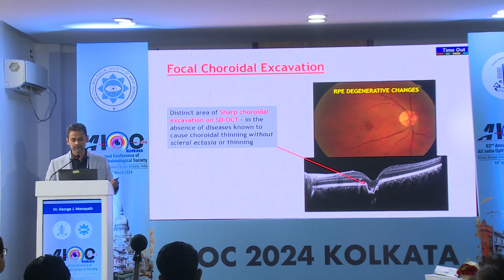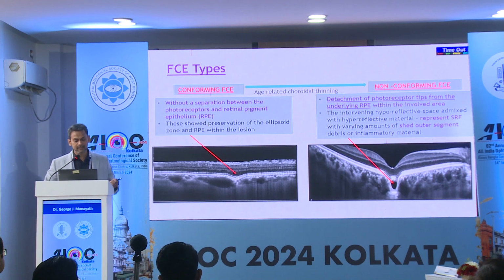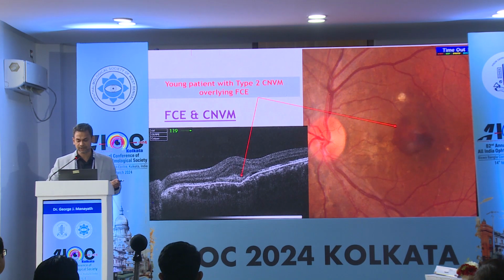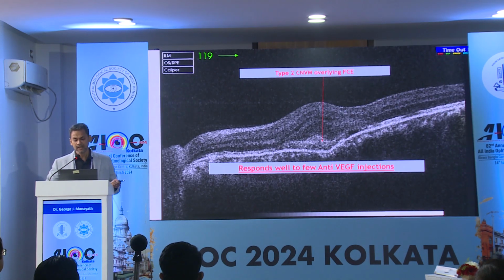Focal choroidal excavation, recently added to the spectrum, is a sharp choroidal excavation in a normal looking fundus, and it could be a conforming type or a non-conforming type where there is a neurosensory detachment in the area of focal choroidal excavation. The clinical importance of this is that it could be associated with PCV or a CNVM, usually a type 2 CNVM associated with FCE, and it needs only very few injections. Unlike AMD or other diseases, only a few injections are sufficient in FCE related CNVM.